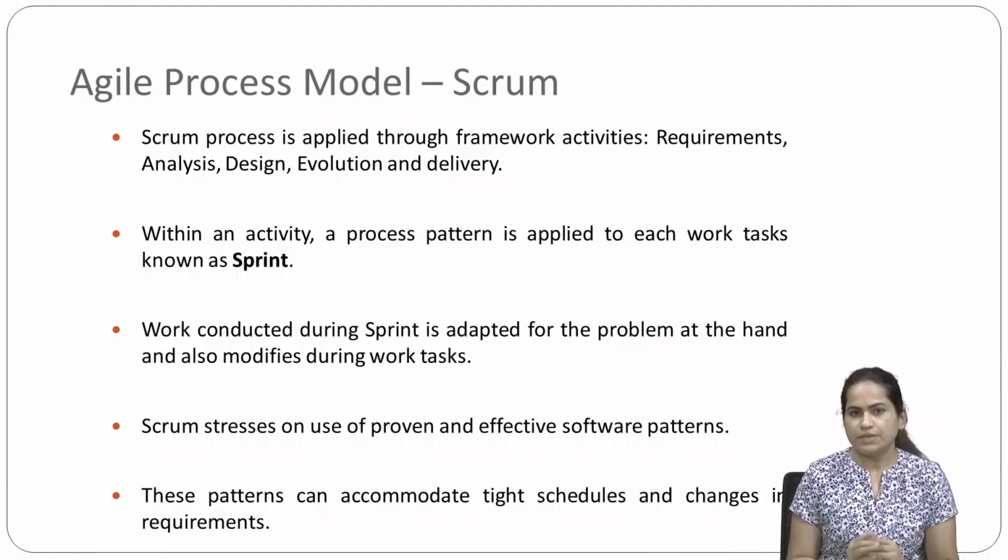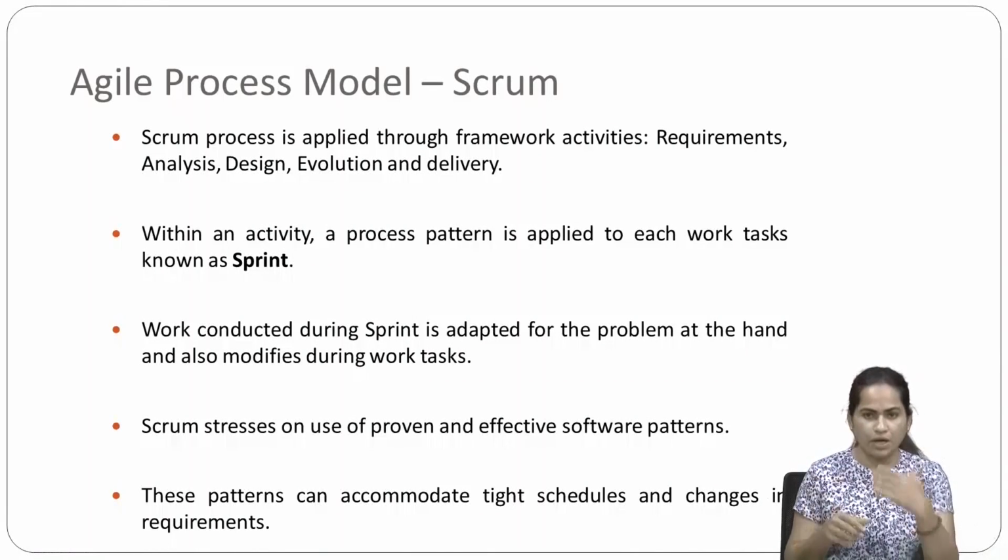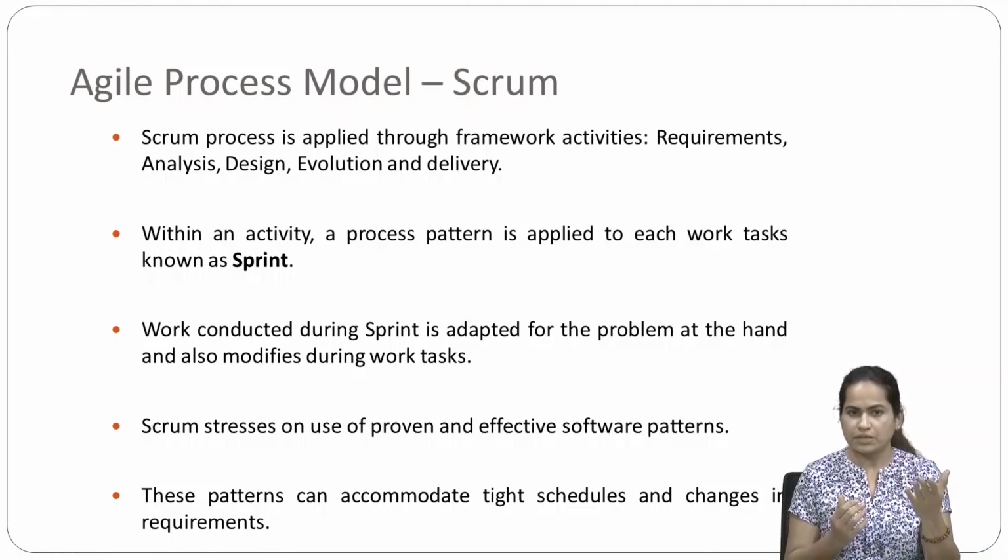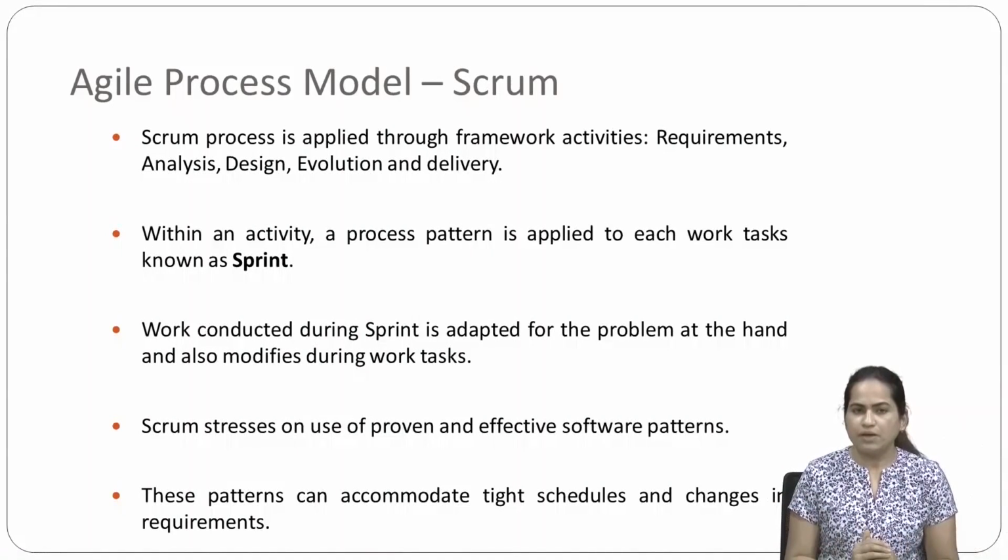When we have this Scrum process, it is applied through framework activities, which are requirements, analysis, design, evaluation and delivery. Within an activity, a process pattern is applied to each work task, which is known as a sprint. Sprint means an activity, a process pattern applied to each work task. Work conducted during the sprint is adapted for the problem at hand and also modified during the work task. Scrum stresses the use of proven and effective software patterns. These patterns can accommodate tight schedules and changes in remaining requirements.